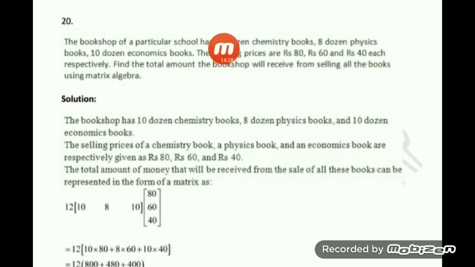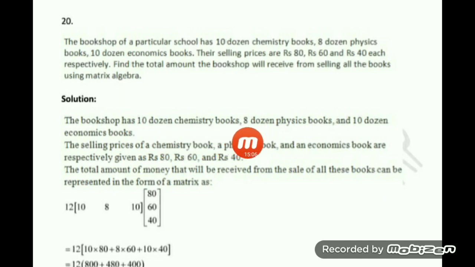So here you see 10 dozen chemistry books are there, 8 dozen physics books, and 10 dozen economics books are there. 1 dozen contains what? 12. So 10 dozen contains 12 into 10. First we'll find it for 1 dozen, and one book. The cost of one chemistry book is 80, one physics book is 60, and one economics book is 40. So first we'll find out the result for x, and then we'll multiply the whole thing by 12. That will give you the required total amount received.